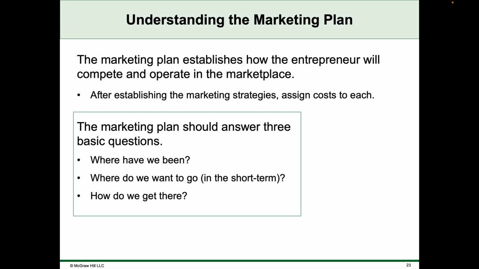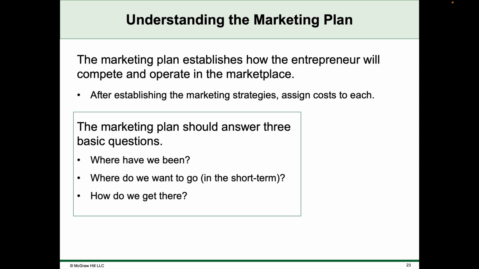Where have we been? If it's used as a standalone document, it should talk a little bit about the company background, strengths and weaknesses, competition background, marketplace opportunities and threats. And when it's in the business plan, it needs to talk about the marketplace history, marketing strengths and weaknesses, market opportunities and threats.